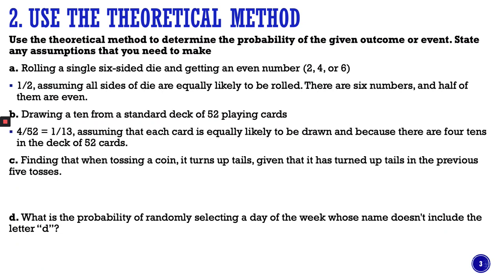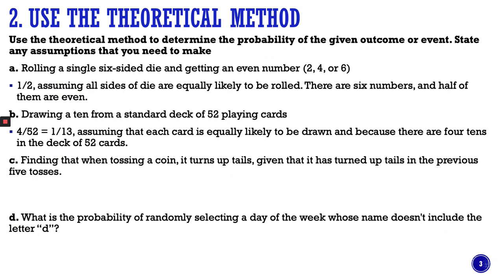Drawing a 10 from a standard deck of 52 playing cards. Well, it's 4 out of 52, which will be equal to 1 out of 13, assuming that each card is equally likely to be drawn. And because there are 4 10s in the deck of 52 cards, if I picked 5s, there'd still be 4. There are 4 of each number or each type of card in the deck. Remember, there are 4 suits, so there's 1 in each suit, and there are 13 cards in each suit. There's 2 through 10, Jack, Queen, King, and the Ace.